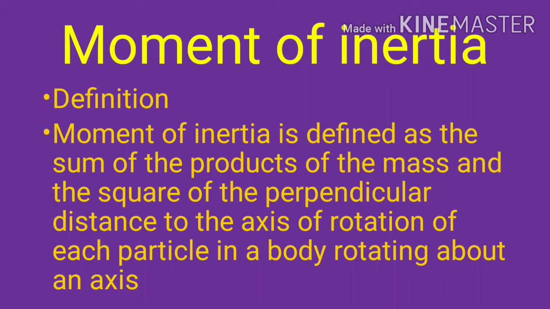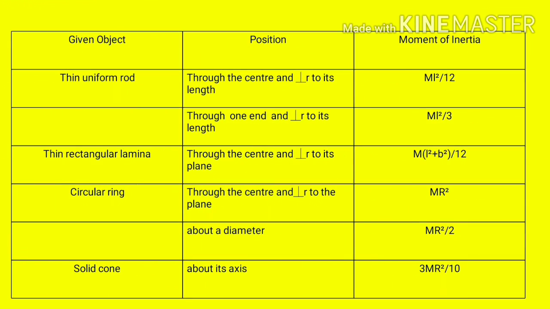Moment of inertia is defined as the product of mass and the square of the perpendicular distance to the axis of rotation, for each particle in a body rotating about an axis. In this topic, various objects with different positions are given, and the moment of inertia for all the positions is given in detail. It may be asked in different competitive examinations. Here, moment of inertia for the uniform rod, rectangular lamina, circular ring and solid cone are given in detail.